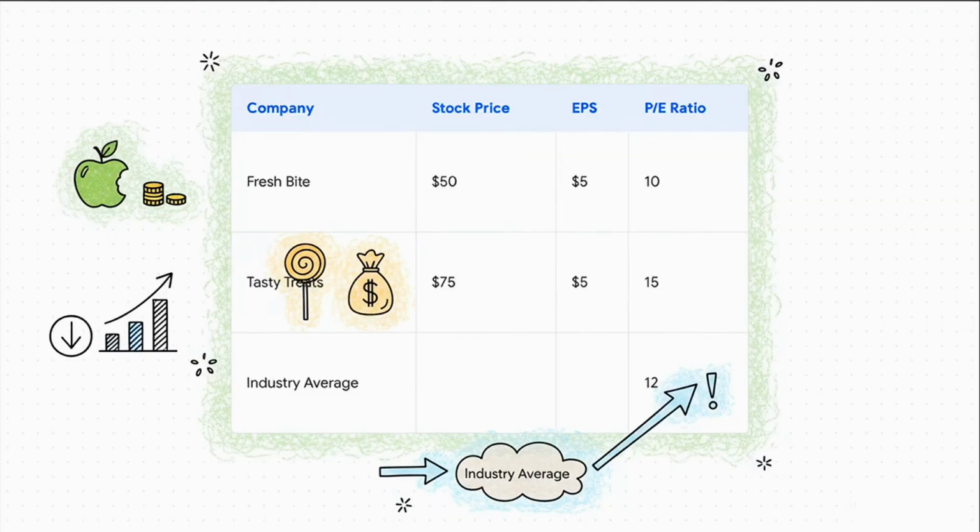We've got two companies, Fresh Bite and Tasty Treats. They're in the same business, and look, they have the exact same earnings per share. But Tasty Treats has a higher PE. Why is that? Well, the market thinks it's going to grow faster. Now, if the industry average PE is 12, Fresh Bite's PE of 10 looks pretty attractive, maybe even undervalued. Meanwhile, Tasty Treats, at 15, looks a bit pricey, unless that growth really happens.